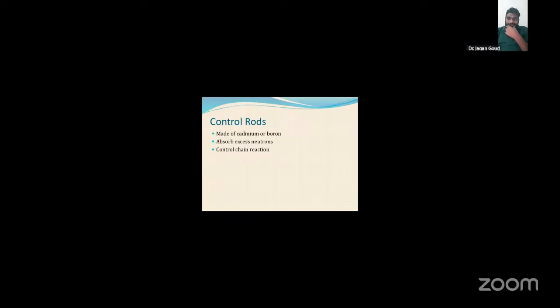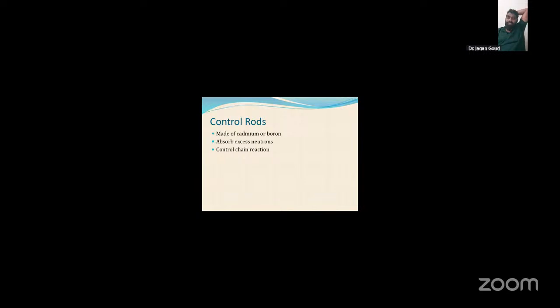Second, absorbing excess neutrons during nuclear fission. Each fission event releases 2 to 3 neutrons, and if more than one of them causes further fission, the reaction becomes supercritical. Control rods absorb some of these neutrons, reducing the number available for further fission and maintaining a stable and controlled chain reaction.